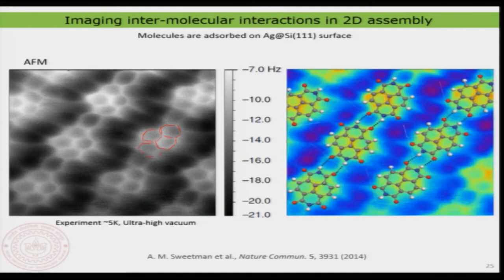I have here a comparison where I have taken the molecule and put the molecular geometry on top, so you can clearly understand what is going on. You clearly see that the molecules are arranging as you would expect. Because there is hydrogen bonding, they would just go like this.